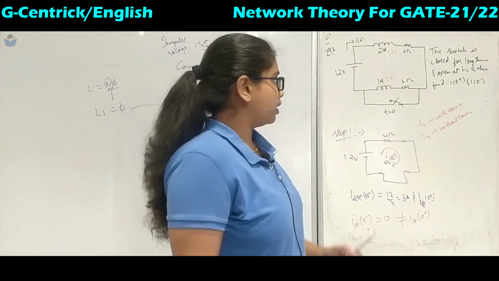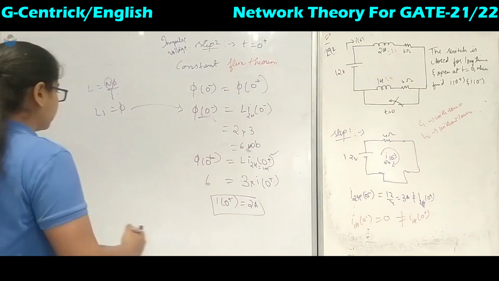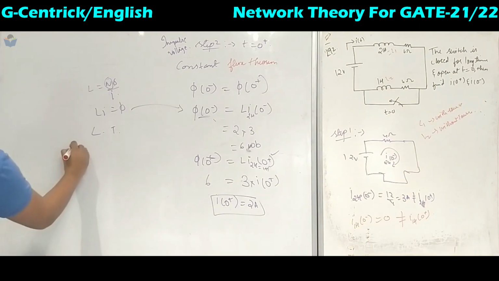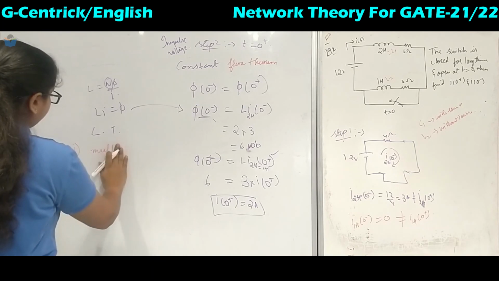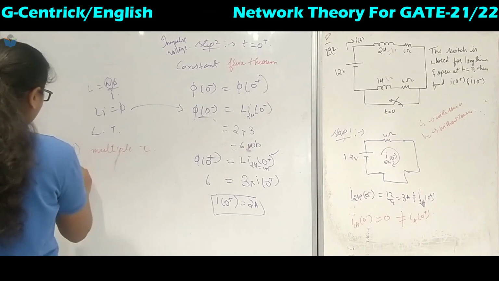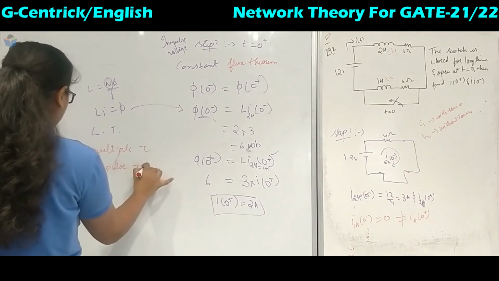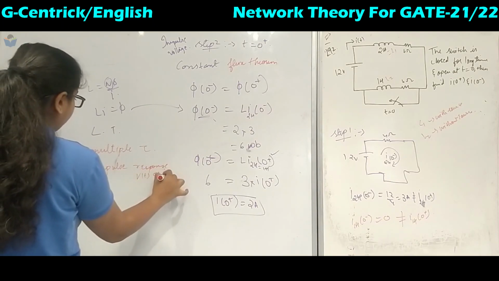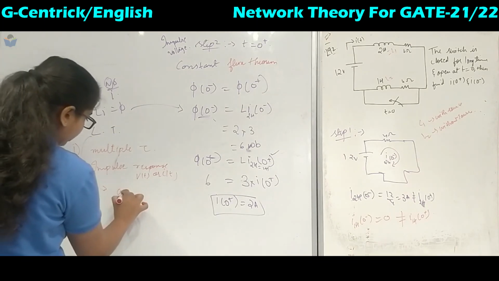Okay, so we will now see for the Laplace transform the 2 situations where we can apply it. So first, when we have multiple time constants, and second, whenever there is an impulse response. Okay, it can be either voltage or current. So this Laplace transform gives us the general equation directly.